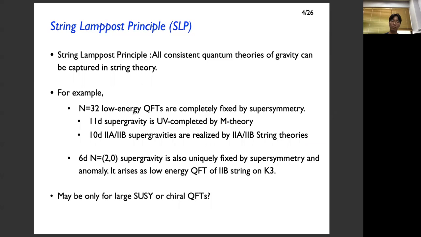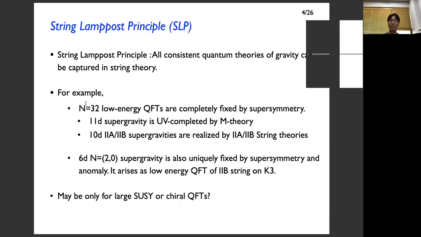For example, the low energy quantum field theories with 32 supersymmetries are completely fixed by supersymmetry. So in 11 dimensions, there is a unique supergravity theory. And we know this supergravity theory has a completion in M theory, okay? And in 10 dimensions, there are only two possibilities. Only two supergravity theories. One is type 2A and the other one is 2B. And interestingly, they are also realized in string theory as type 2A and type 2B string theories.